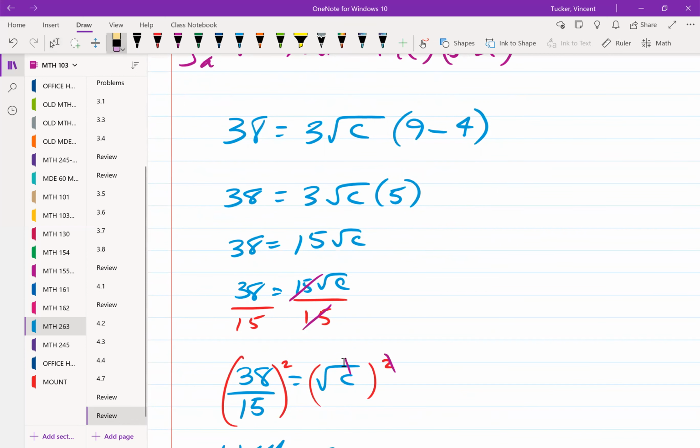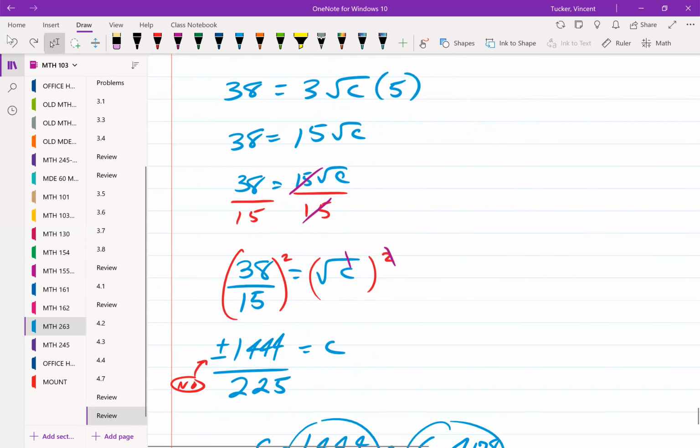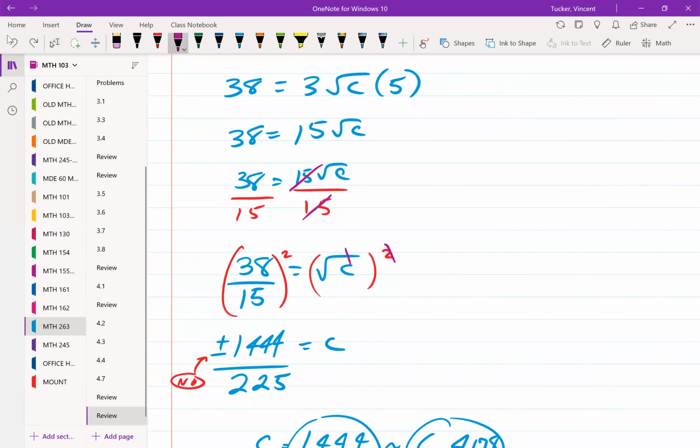So if I erase all this, this is what I have now. And so now I need to square both sides so I can get rid of the square root of c. Don't forget, whenever you take the square root of both sides to solve, you will always be left with 2 answers, plus and minus.